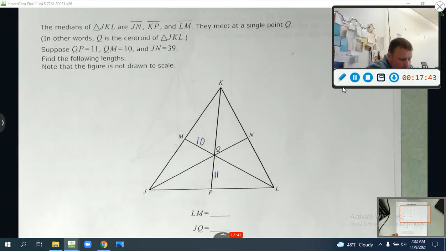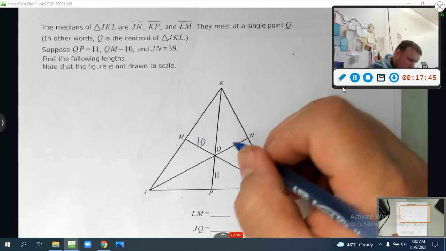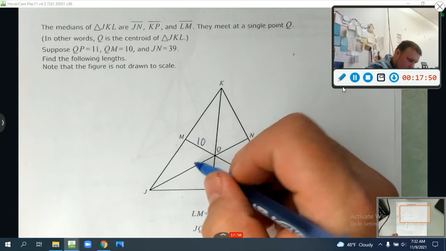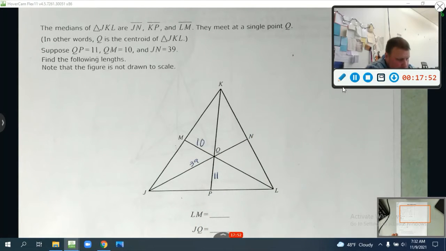And JN is 39. So JN, that whole thing is 39. Find the following lengths. We want to find LM. Okay.